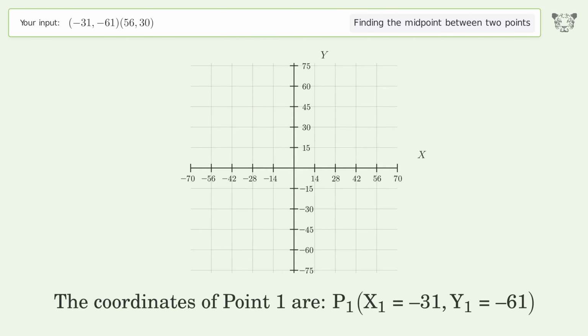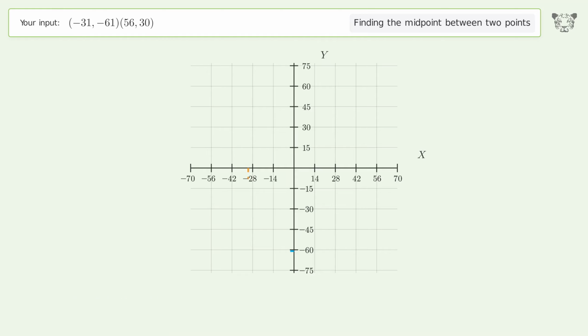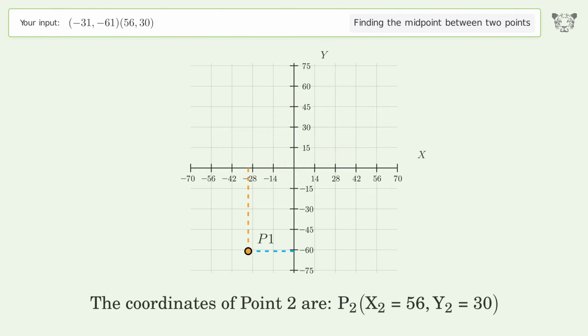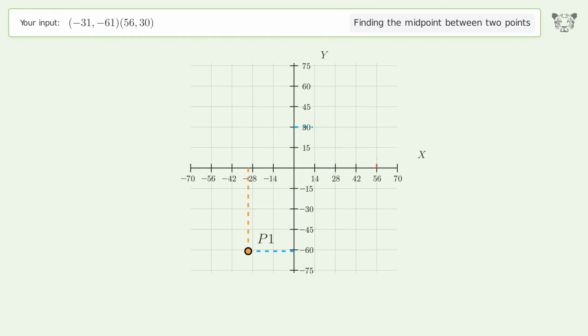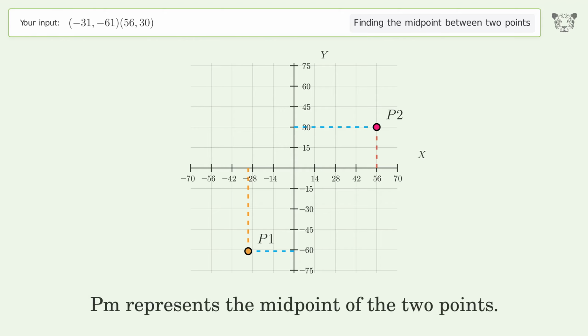The coordinates of point 1 are, x1 equals negative 31, y1 equals negative 61. The coordinates of point 2 are, x2 equals 56, y2 equals 30. PM represents the midpoint of the 2 points.